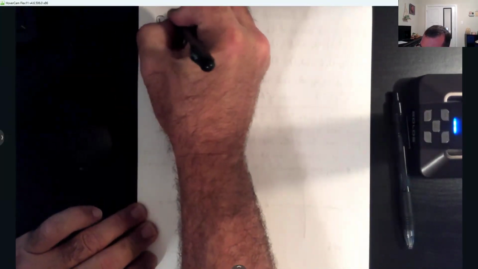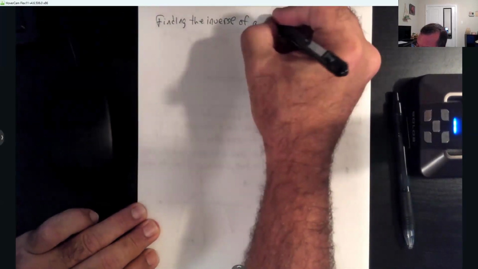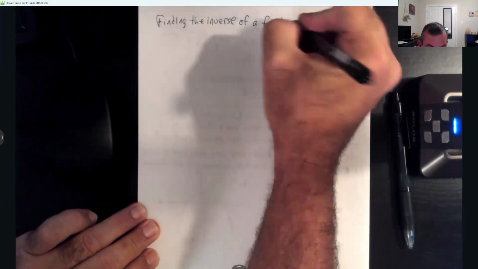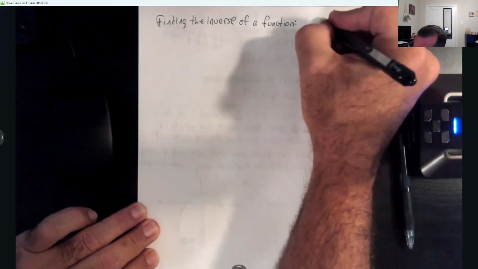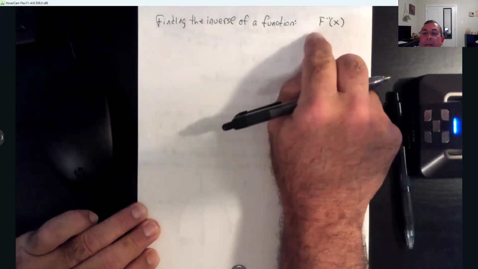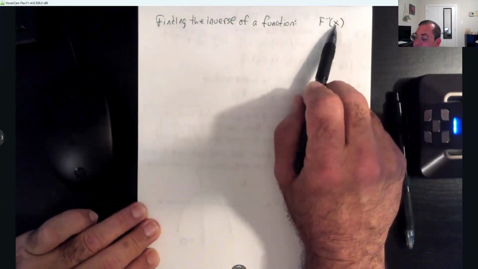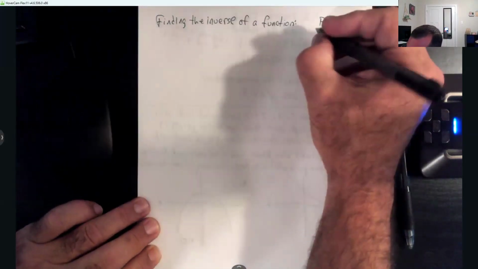Because what we want to do is we're going to be finding the inverse of a function. And y'all, inverse notation will be f-1 of x. So f of x was function notation. f-1 of x, this is inverse function notation.